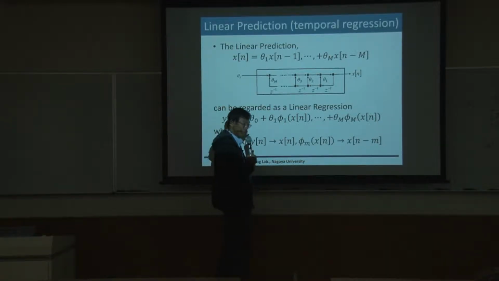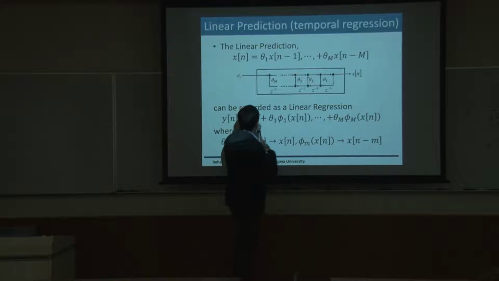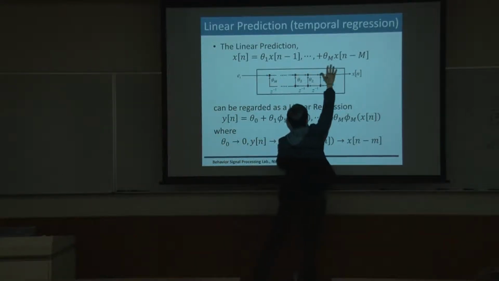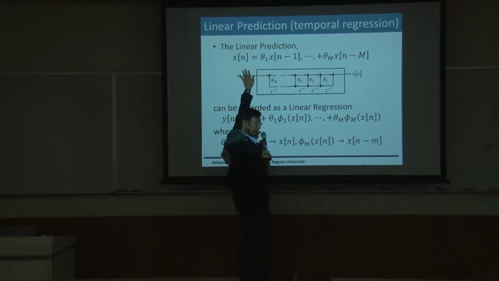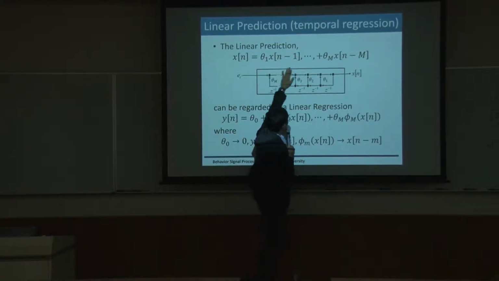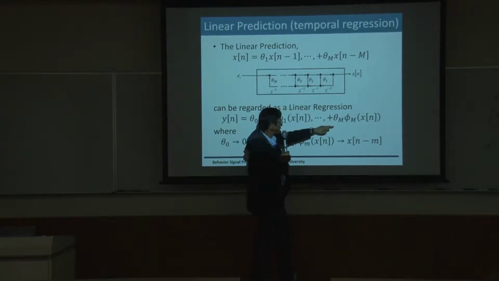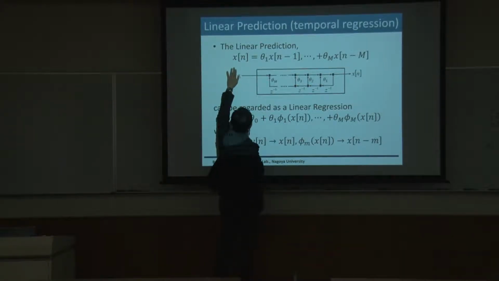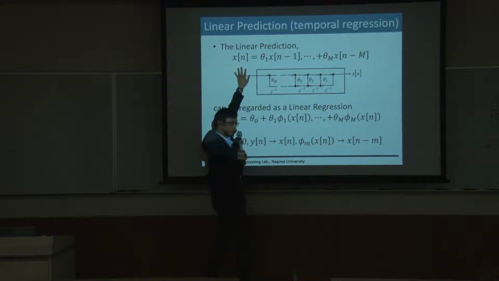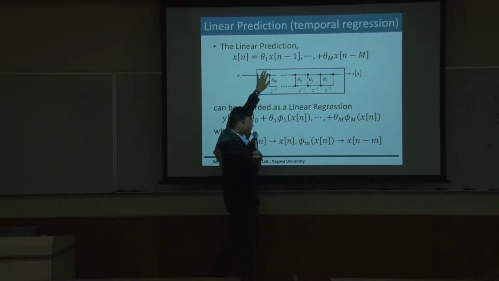Okay, do you agree? For instance, you have 1, 2, 3, 4, 5, 6, up to m independent variables observed previously from the current data. And by calculating the weighted sum of the function of those values in order to predict the current value, xm. This is regression, but this is also prediction.